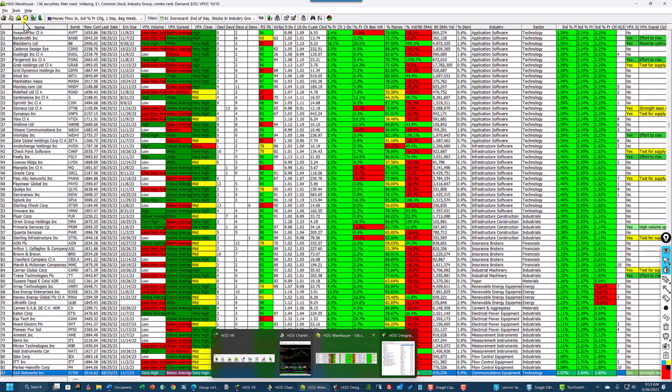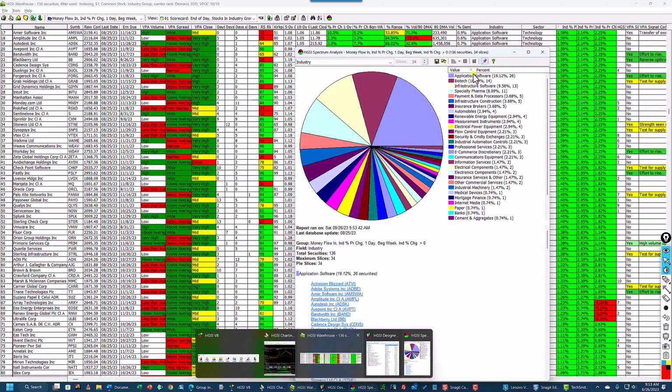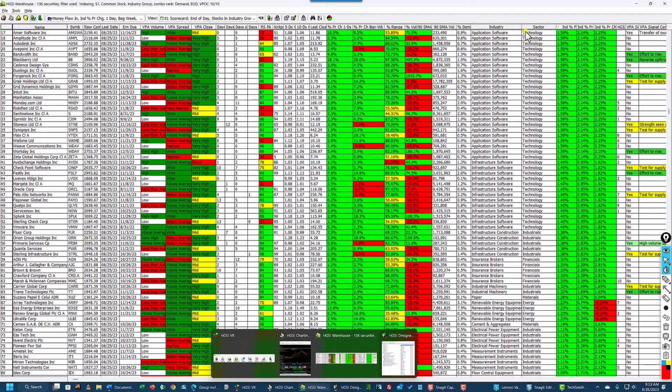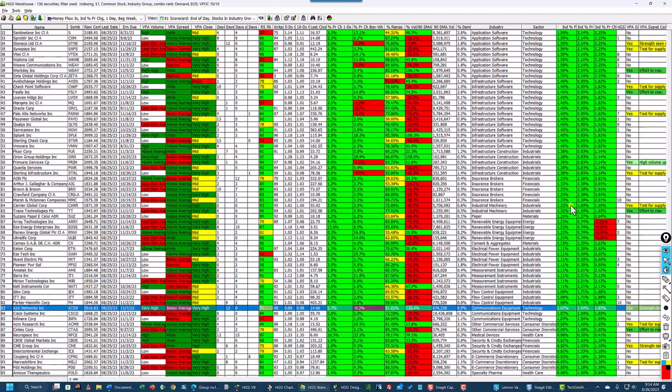And I'm going to click through to the warehouse again, and you can see, well, let's just do this here. This is the industry. What was flowing in when combining those two groups at the end of the day? Application software, biotech, infrastructure software, specialty pharma. Now in this money flow, I require that the industries be up for the day and also since the beginning of the week. And you can see that both of these columns are green all the way down here.